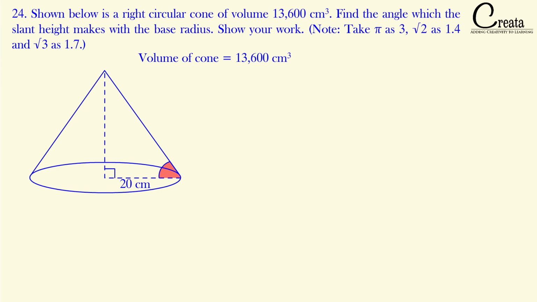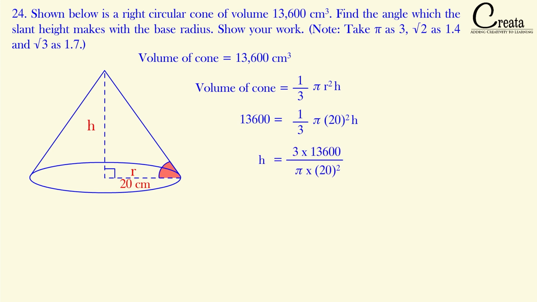Let's see. Here the volume of the cone is given as 13,600 centimeter cube. We know the formula of a volume of a cone, which is 1 by 3 pi r square h. R is the radius and h is the height of the cone. The radius is given as 20 centimeter. Let's put it into the formula. Volume is also given. Let's solve for h.